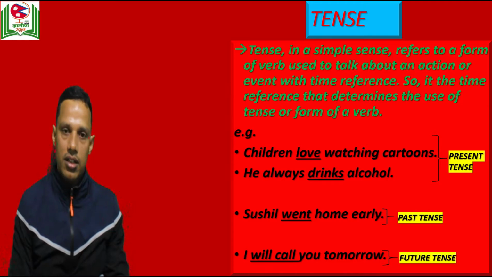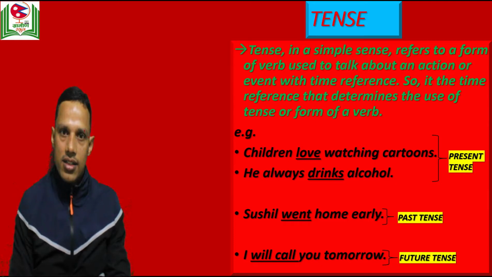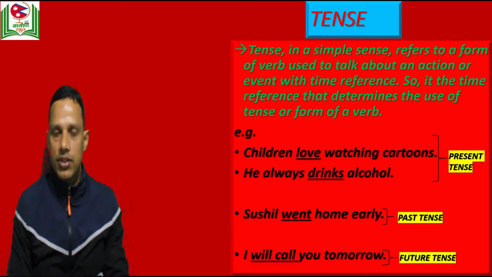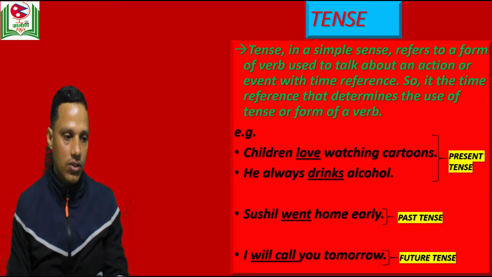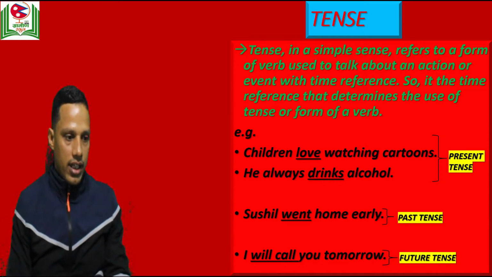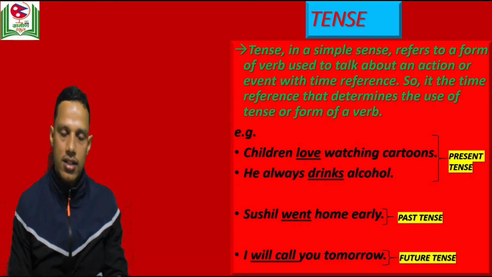From this definition, you can get the idea that tense is a form of verb used according to the time reference. So, we use different forms of tense according to the time mentioned. Let's see some examples, and I hope you will be more clear about this. We have first example, children love watching cartoons. Next, he always drinks alcohol. These two sentences denote the present tense.